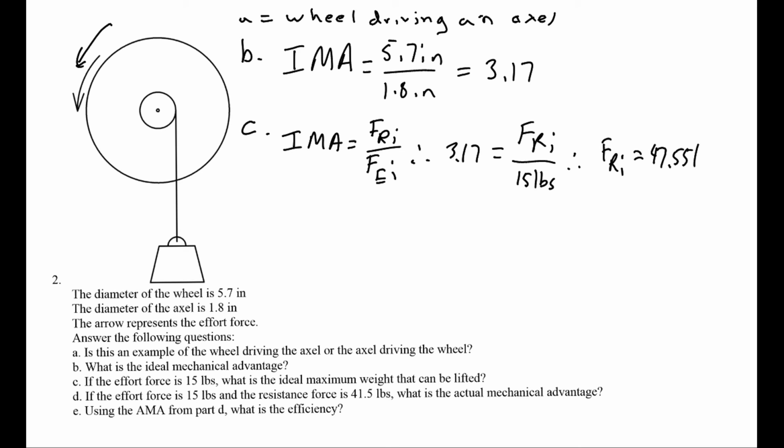47.55 pounds. And what that means is that with this wheel and axle, if you applied 15 pounds, the maximum weight you could possibly lift is 47.55 pounds. But it's going to be something less than that because you're not going to have an ideal machine, and the efficiency is not going to be 100%. Yeah, it's pounds, because you have pounds here times 3.17, you still end up with pounds.